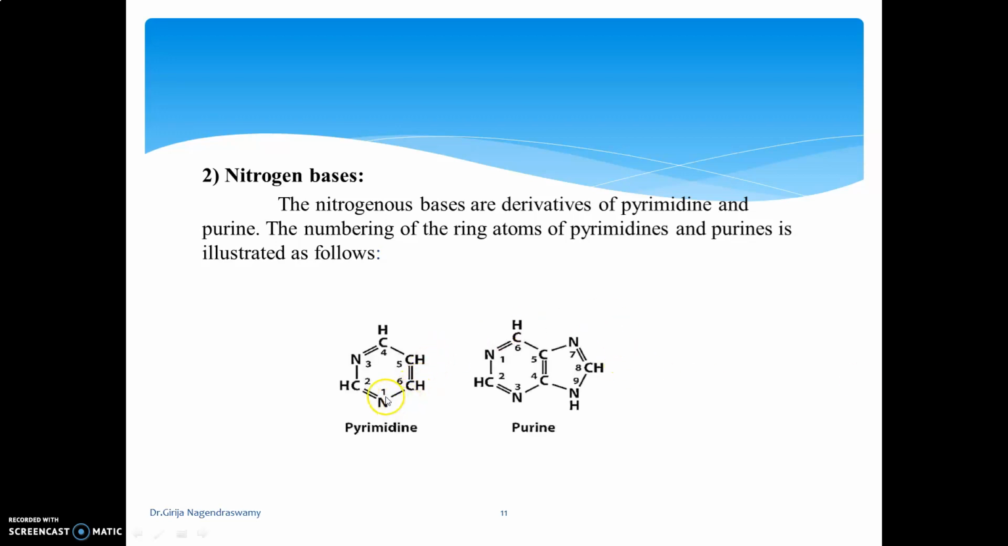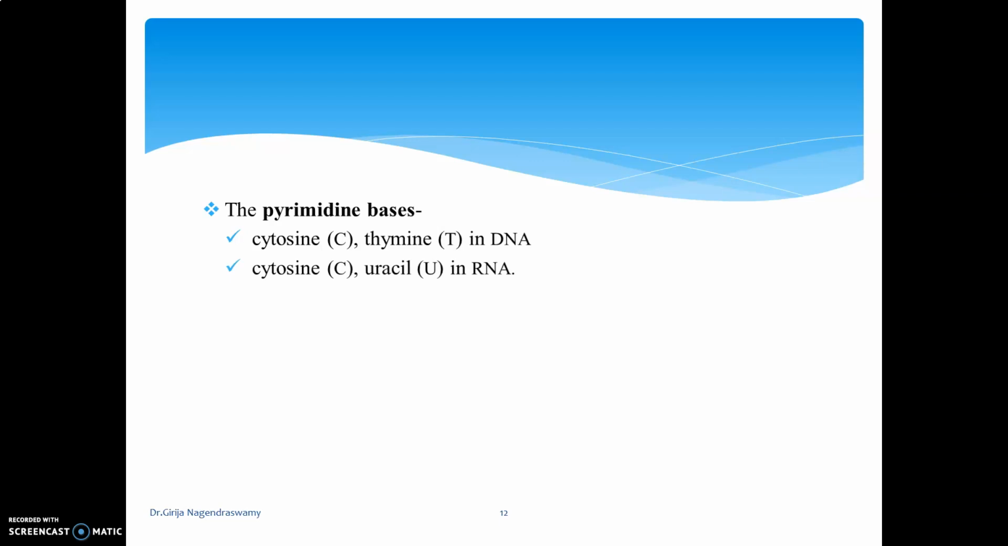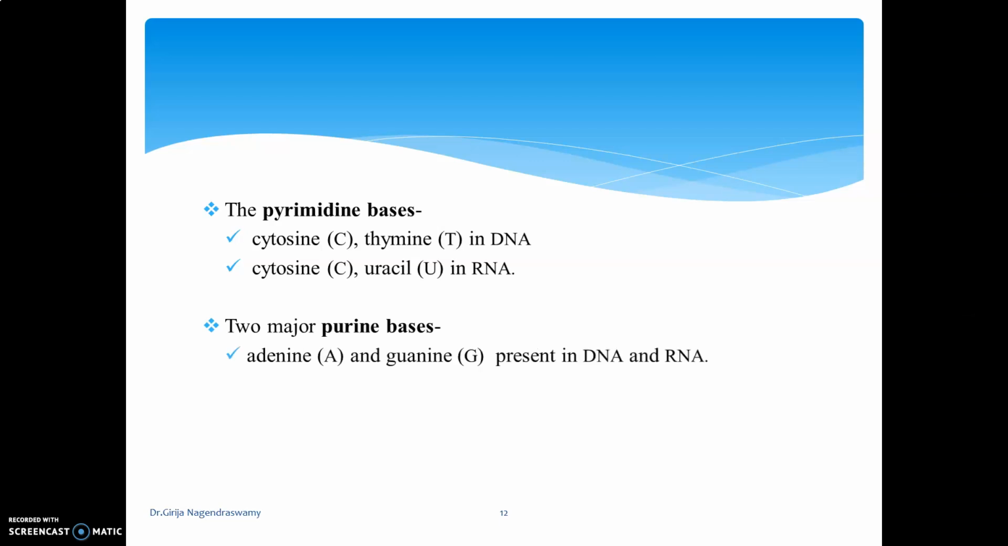In pyrimidine, the numbering is in the clockwise direction. In purine, in this ring it is anti-clockwise, in this ring it is clockwise. The pyrimidine bases are cytosine, thymine in DNA, cytosine, uracil in RNA. The two major purine bases are adenine and guanine, present in both DNA and RNA.